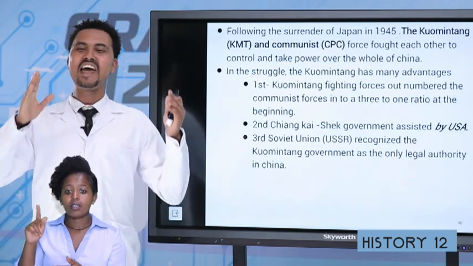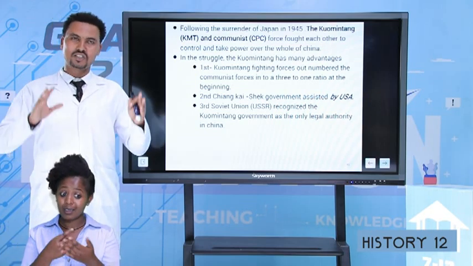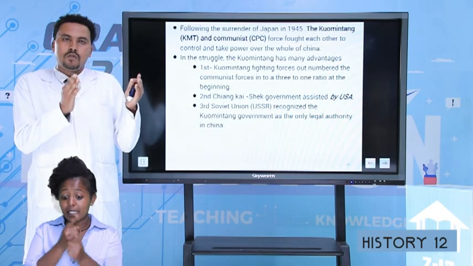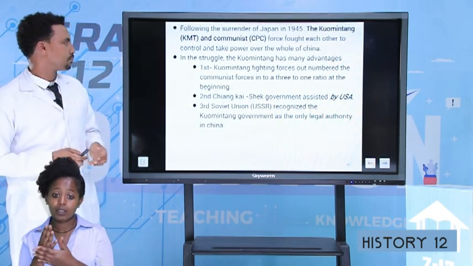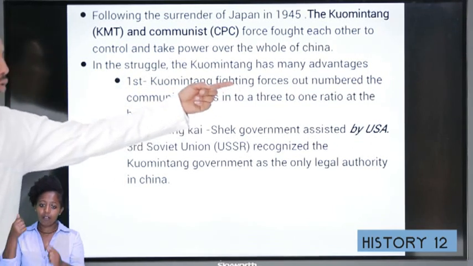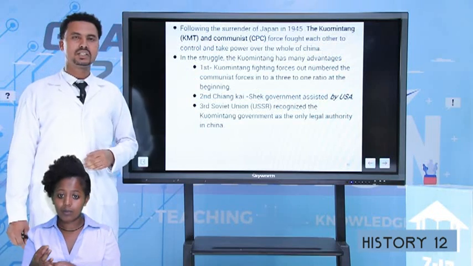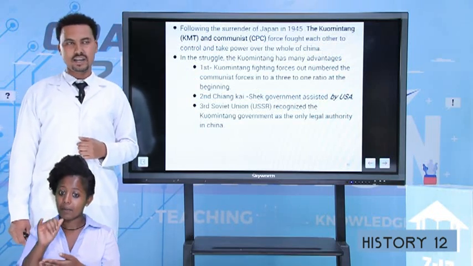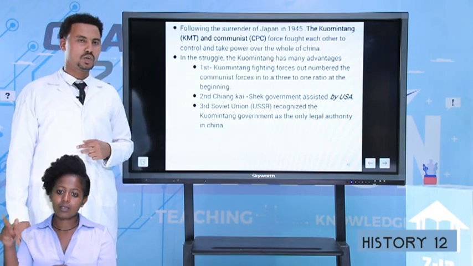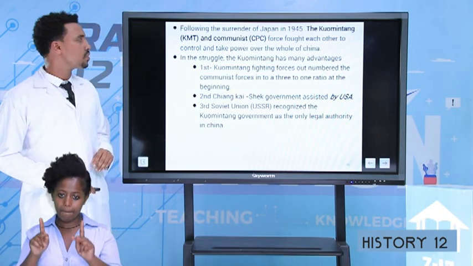again the Kuomintang and the communists started a civil war. During the war, there was a ceasefire between communists and the Kuomintang. After independence, the civil war between communists and the Kuomintang began. In the struggle, the following were the advantages of the Kuomintang. First, Kuomintang forces outnumbered the communist forces 3 to 1 at the beginning. Second, Chiang Kai-shek's government was assisted by the United States of America. Another advantage: the Soviet Union recognized the Kuomintang government as the only legal authority in China. Those were the advantages of the Kuomintang at the beginning of the war.